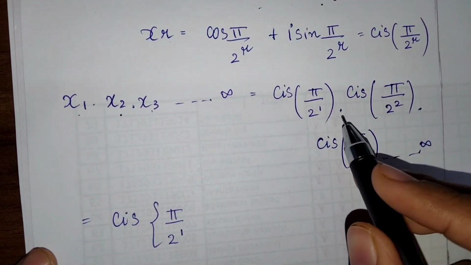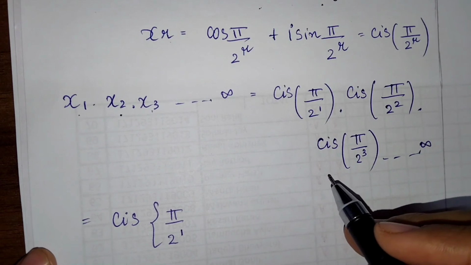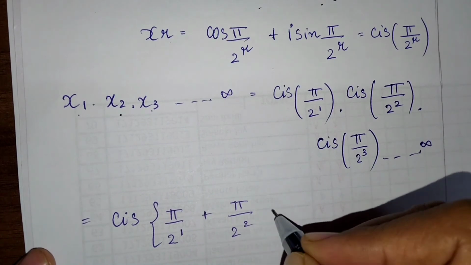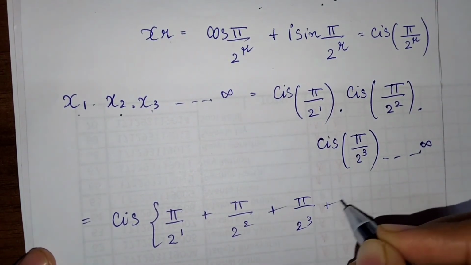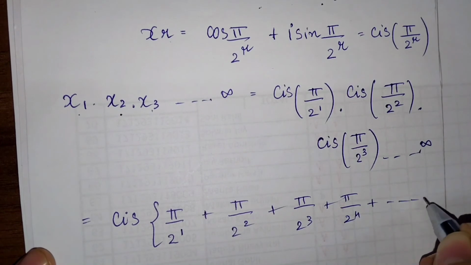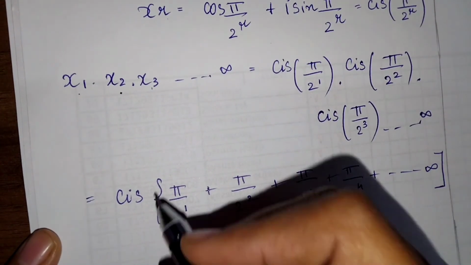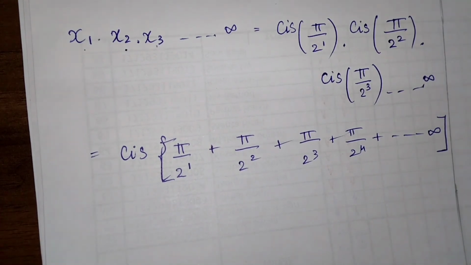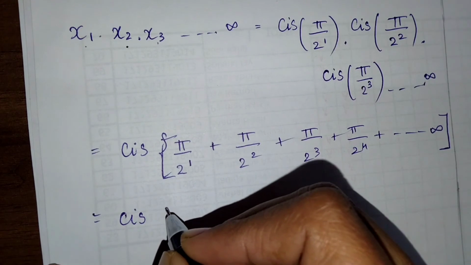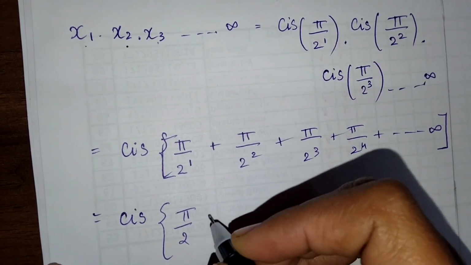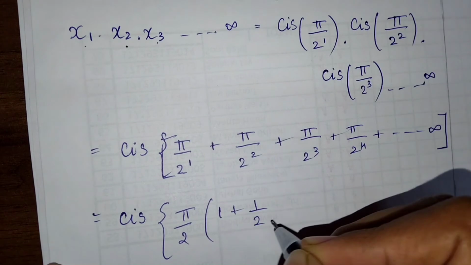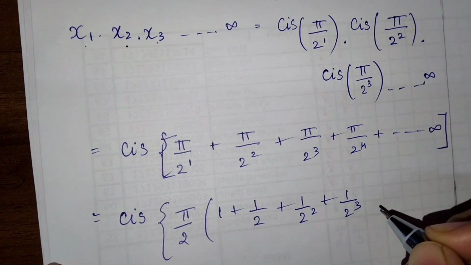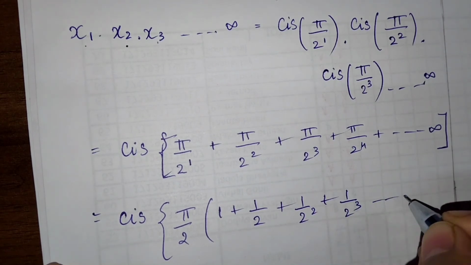Now if we take this as common, we will get cis pi by 2 raised to 1, and since these are in multiplication, we can add the angles. So plus pi upon 2 raised to 2 plus pi upon 2 raised to 3 plus pi upon 2 raised to 4, and it will go up to infinity. Now if we take pi upon 2 common, then we will get cis pi upon 2 times 1 plus 1 by 2 plus 1 by 2 raised to 2 plus 1 by 2 raised to 3, up to infinity.